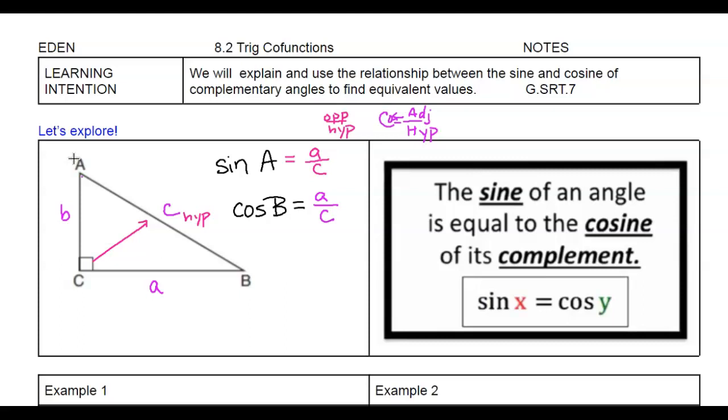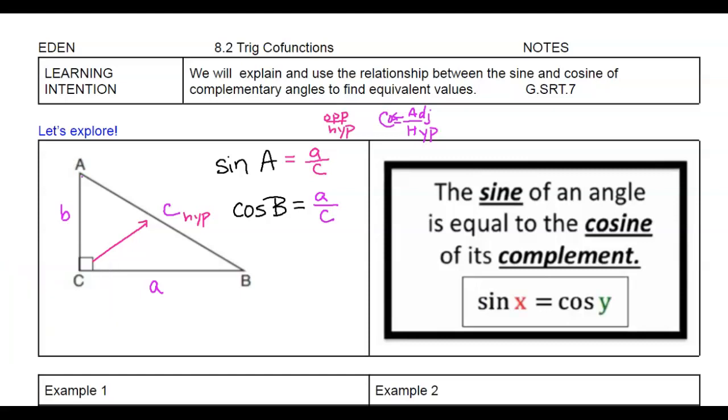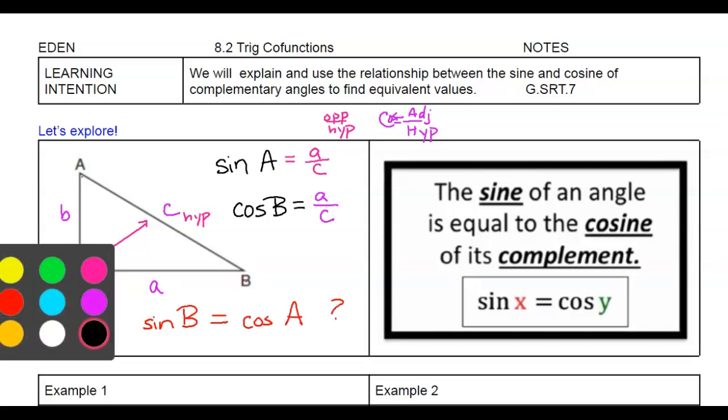Do you think that's going to be a coincidence? Well, no, because if you take one angle, its opposite side is the adjacent side of the other acute angle, and the hypotenuse is always going to be the same. So the opposite and the adjacent are vice versa. What else will we know is true? What if we did the sine of B? Is that going to be the same as the cosine of A? What do you think? Let's try it.